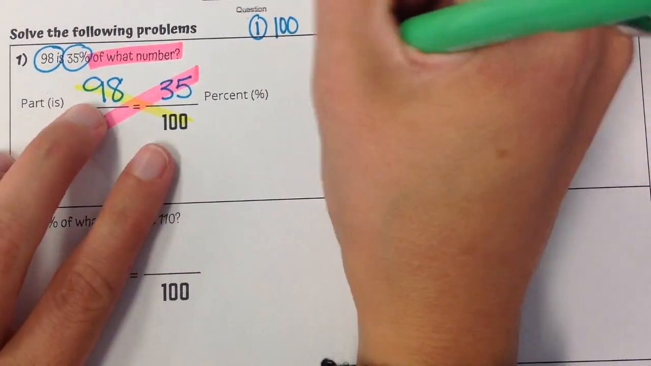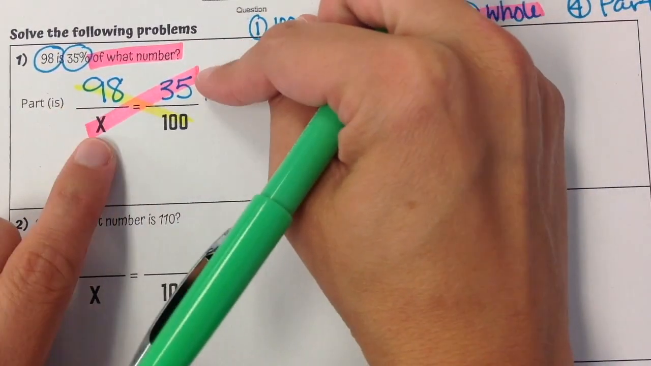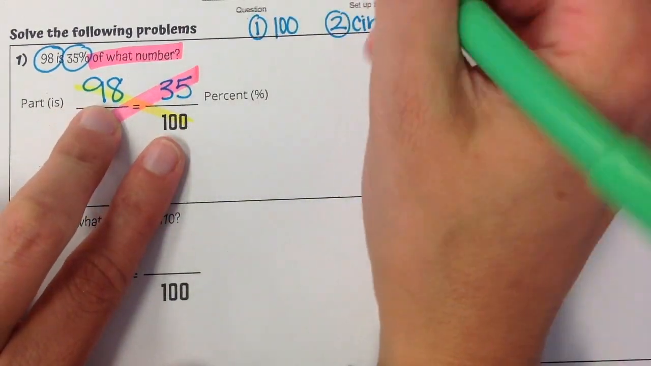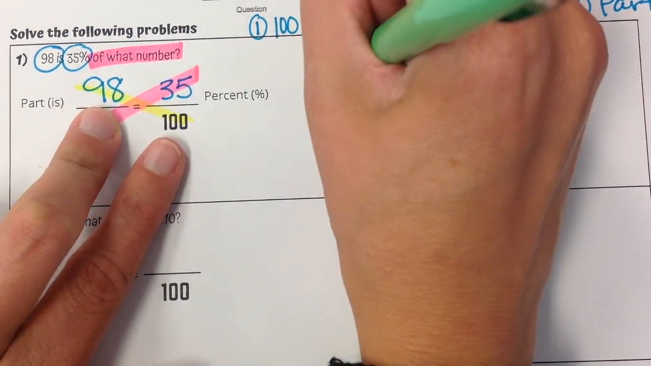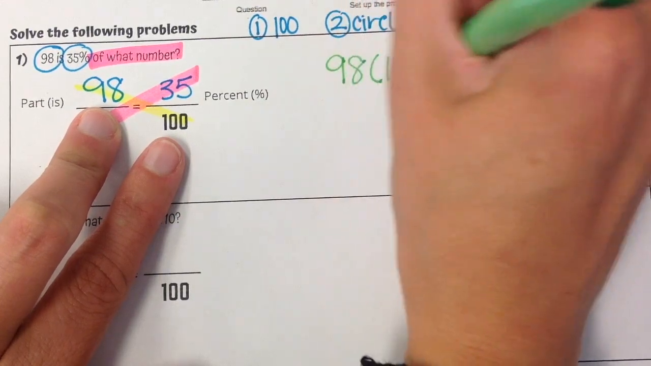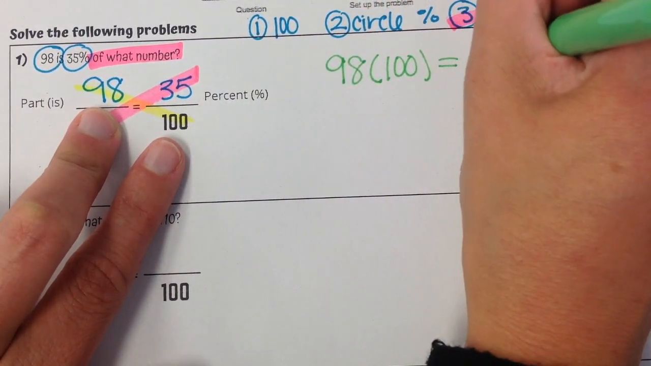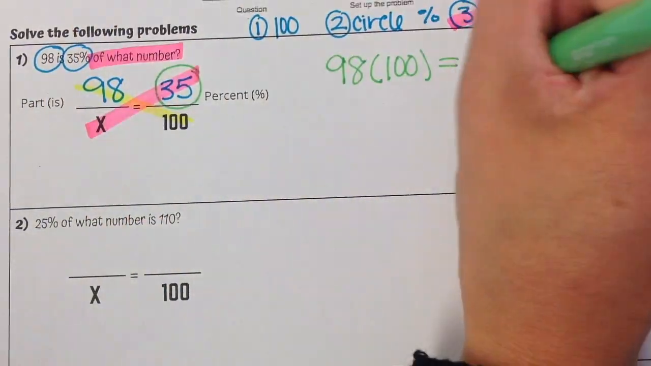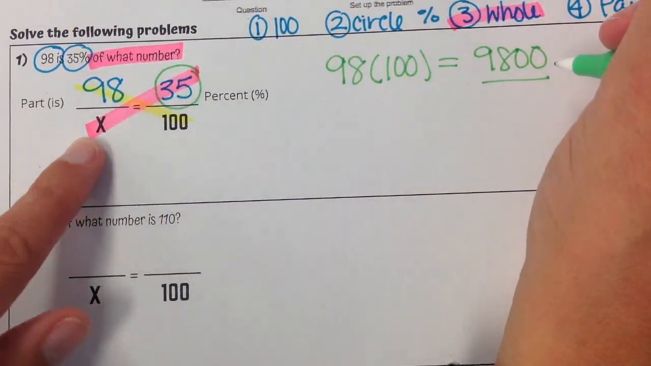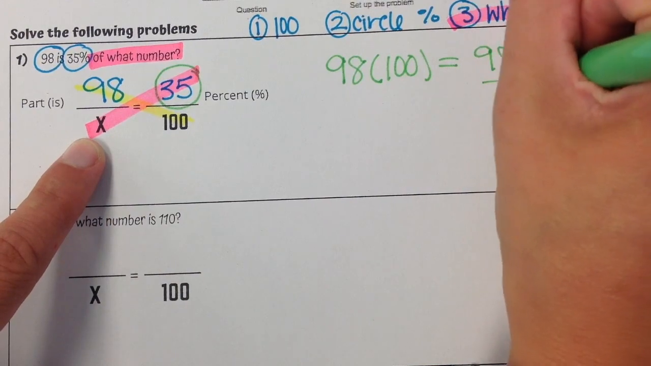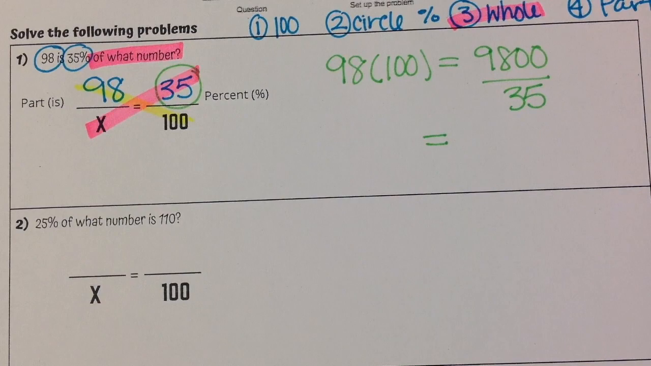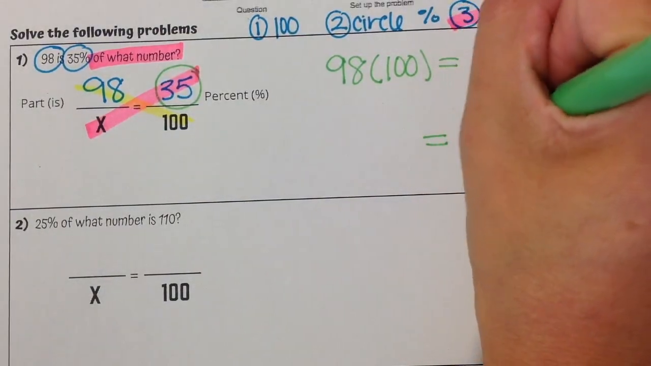So I'm multiplying the two numbers. We have two diagonals. We have pink, there's a variable and a number. We have yellow, there's two numbers. So the diagonal that has two numbers, which is the yellow, 98 times 100 equals 9,800. And then we divide by the number in the same diagonal as the variable. So dividing by 35, 9,800 divided by 35 equals 280.